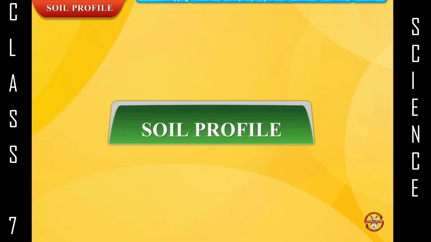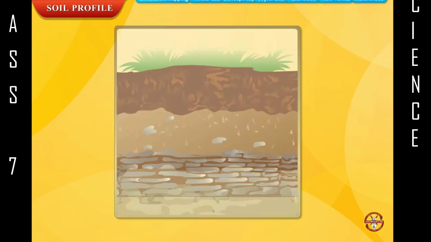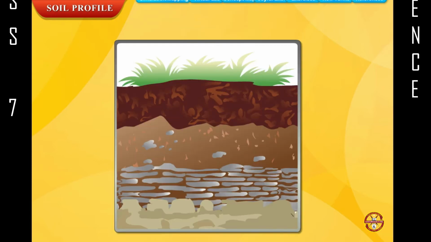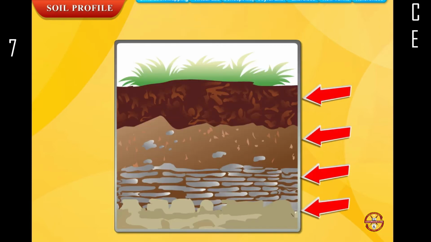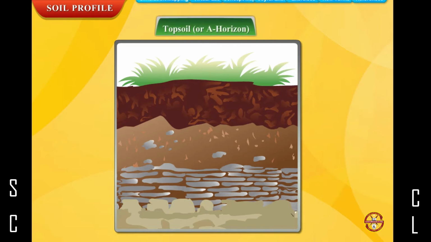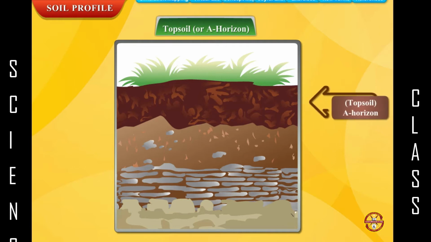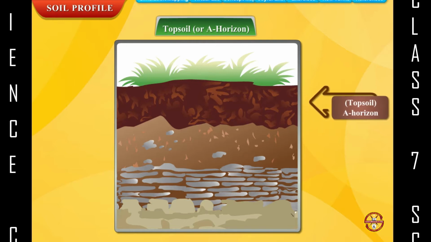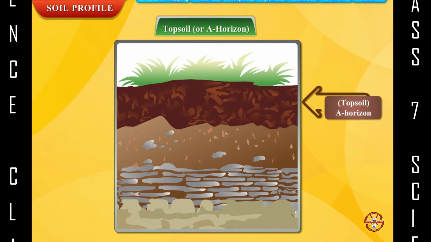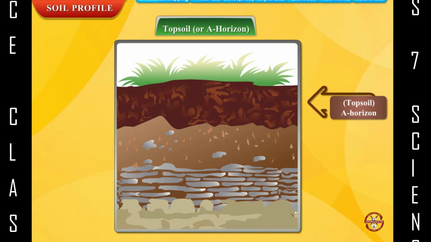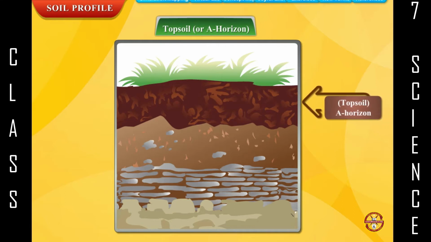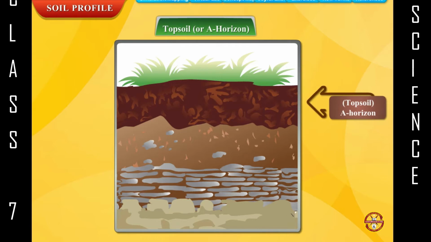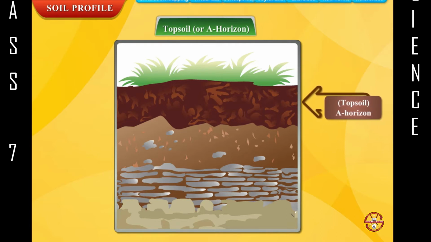Soil profile. A vertical section through the soil showing the different layers of the soil is called the soil profile. Topsoil or A horizon. The uppermost layer of the soil is called topsoil. It is also called A horizon. It is darkest in color as it is rich in humus and minerals. The humus in the topsoil makes the soil fertile. Plants get the essential nutrients from this layer.